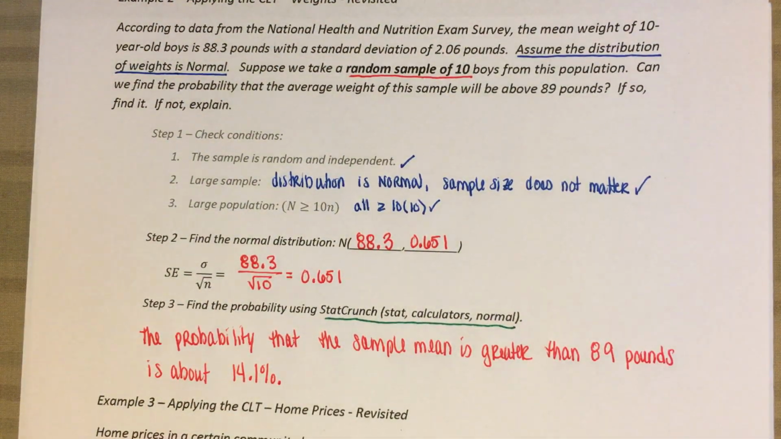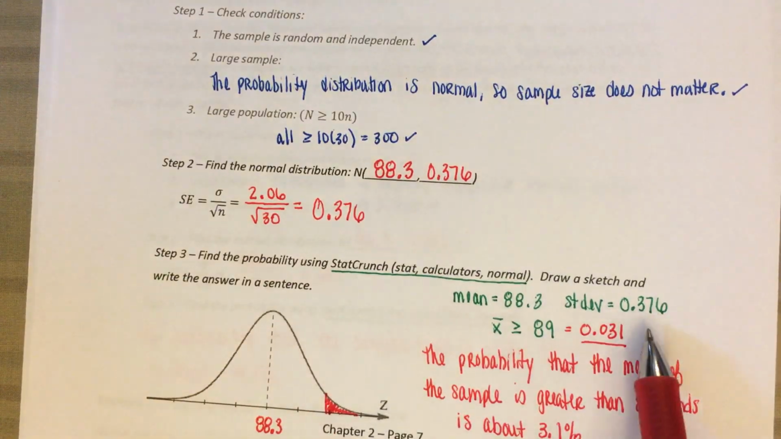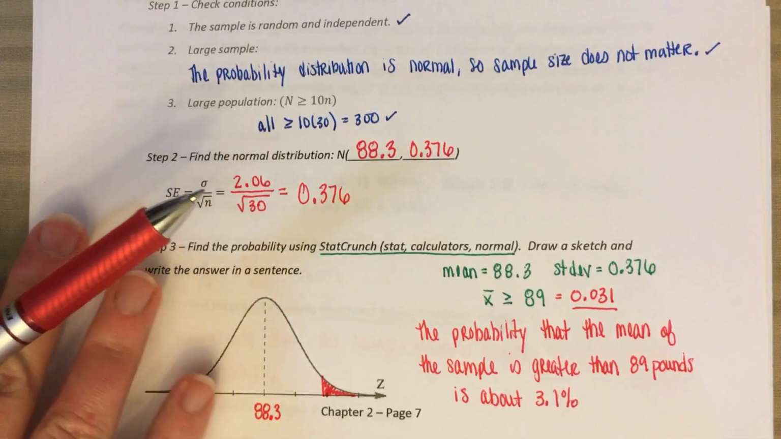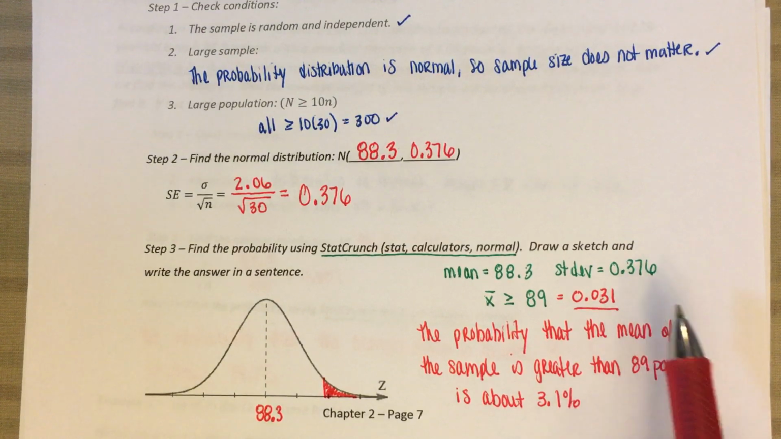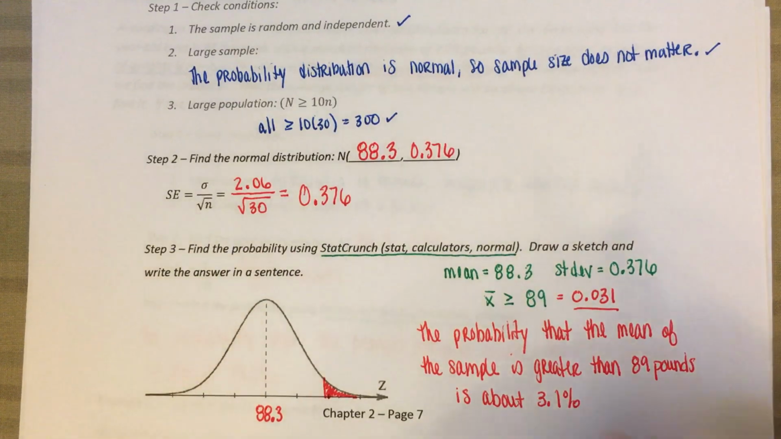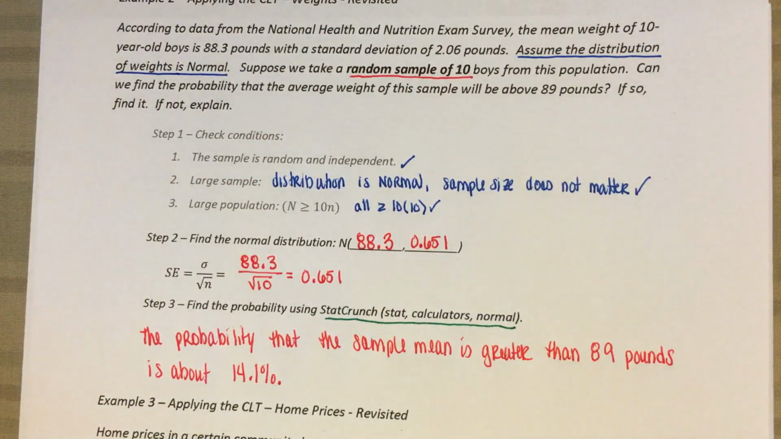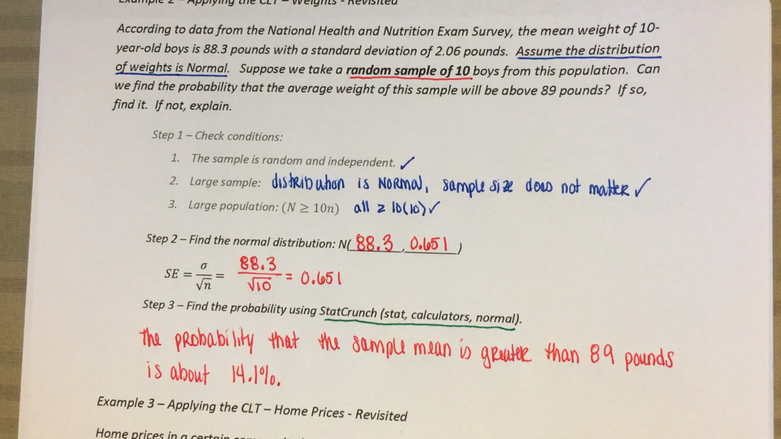Now if we compare this value to our answer to example 2. In example 2, our standard deviation was smaller. Our standard deviation was 0.376 instead of this 0.651 that we have. Our standard error, I should say, excuse me. In this case, our probability in example 2 was 3.1%. Since our standard error is larger, that's what causes our percentage to be larger.